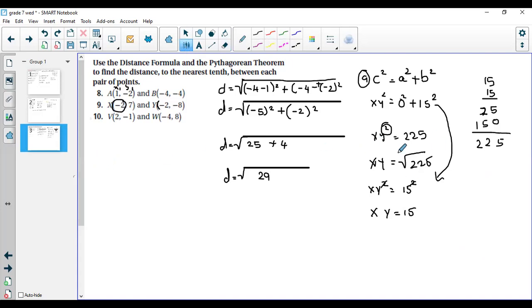See how many new things did you learn here. You found out how to find the distance between 2 points, and also you found out a new thing: if there is a square on this side and there, you can cancel them if they are separated by an equal sign. So let's do question number 10.